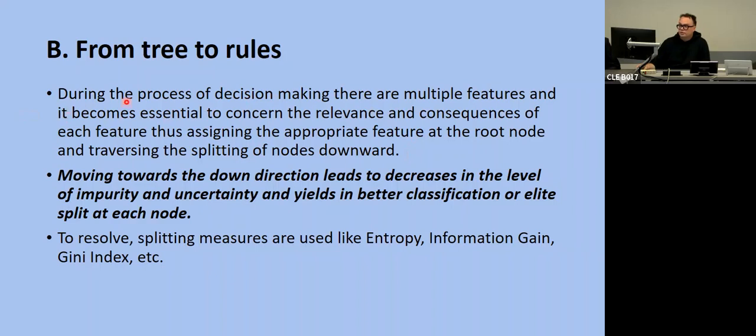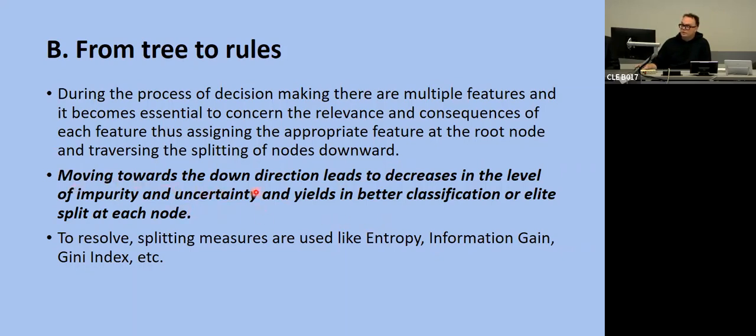And there's decisions. So during the process of decision making, there are multiple features, and it becomes essential to consider the relevance of consequences of each feature, thus assigning the appropriate feature at the root node and traversing the splitting of the nodes downward. So if you don't start off right, you're going to be in the weeds. Your tree is not actually set up correctly, and you'll notice that right away when you're clicking around. And there's different ways of splitting. We'll talk about that, like the Gini index.